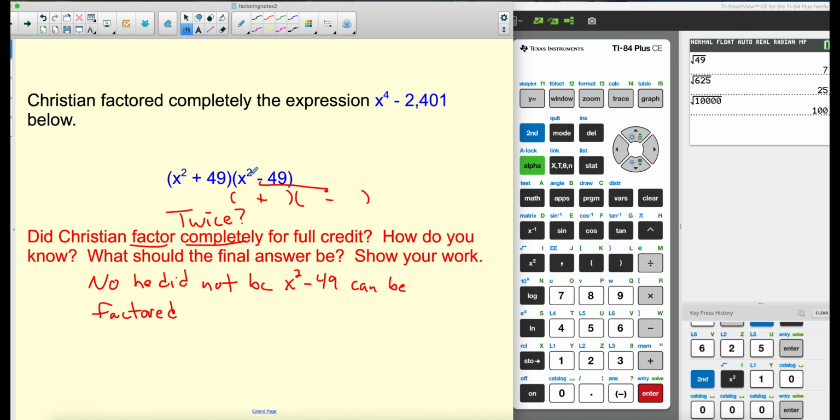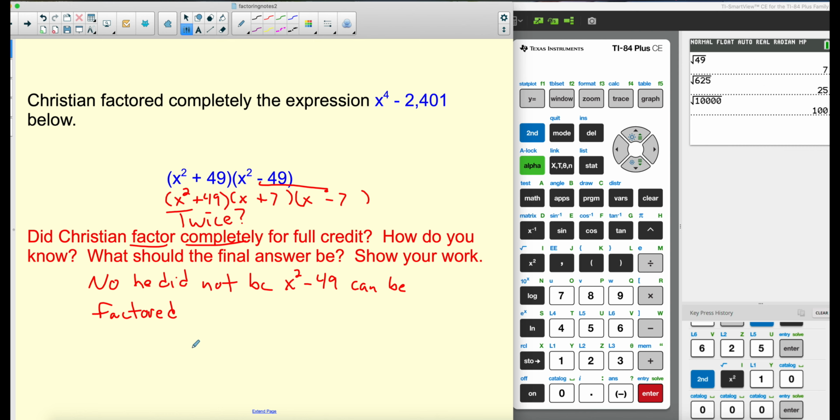Guys, what's the square root of x squared? We know that is x and x. What's the square root of 49? We know that is 7 and 7. And what do we do with our first binomial? It comes down. So your final answer is x squared plus 49 times x plus 7 times x minus 7.